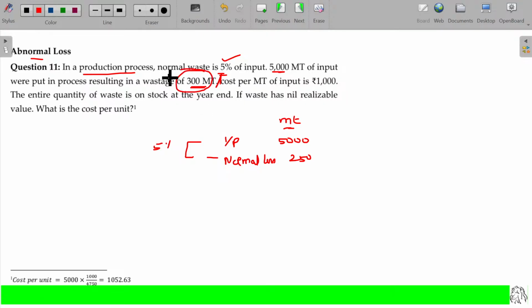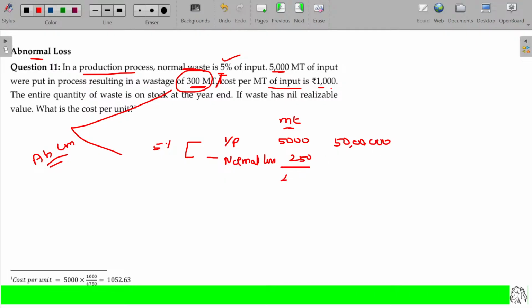Sir, 600 metric ton lost, sir. Yeah, the difference between these two is called abnormal loss. Any loss due to the abnormal issue cannot be recoverable from the customer. We can recover only to the extent of normal loss. And cost per metric ton of input being 1000, so 1000 into 5000, 50 lakhs.